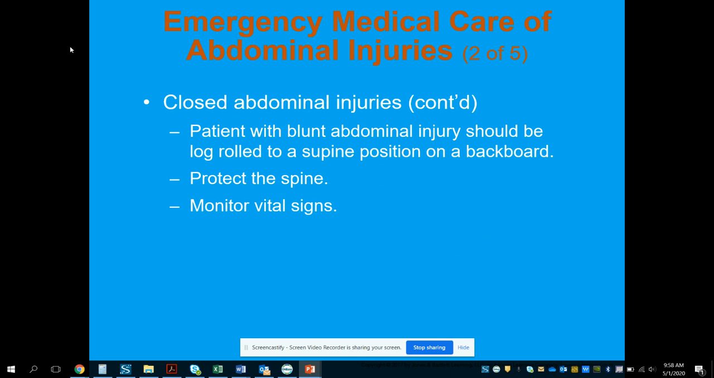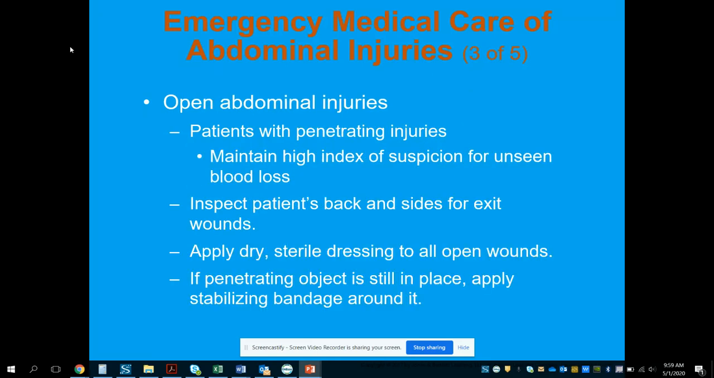Patients with blunt abdominal injuries, they can be log rolled to a supine position on a backboard. That doesn't interfere with your log rolling process like an extremity injury would if they do need that backboard.